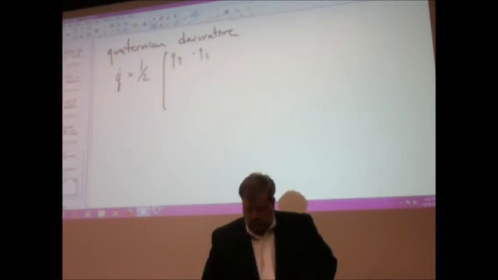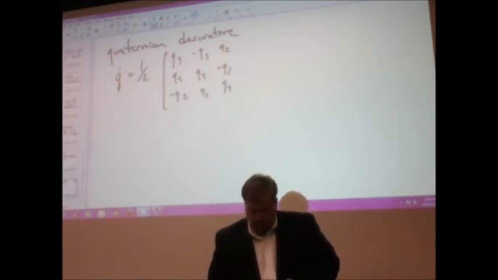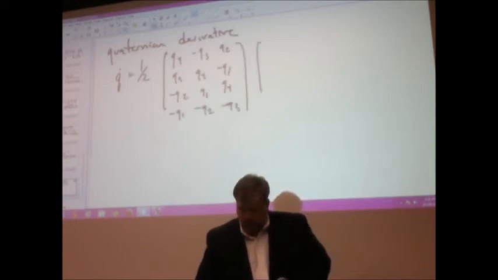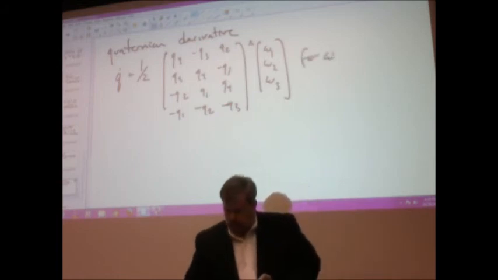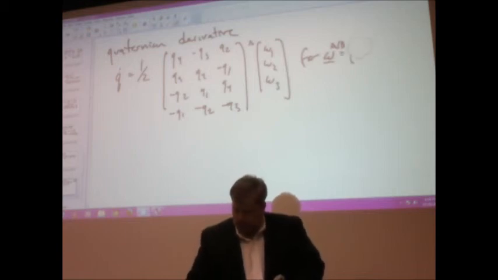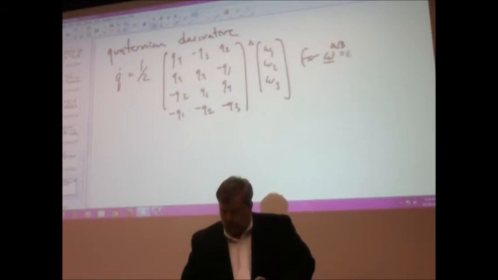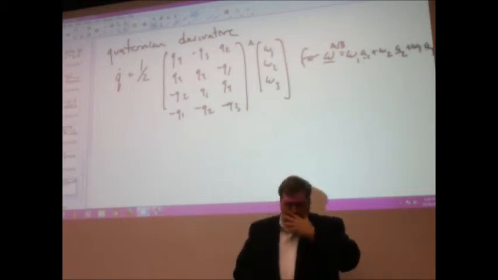Q4, minus Q3, Q2, Q3, Q4, minus Q1, Q2, Q1, Q4, minus Q1, minus Q2, minus Q3, times the angular velocity components. For the case of omega of A relative to B equals scalar omega 1 A1 plus omega 2 A2 plus omega 3 A3. All right, so this is really convenient.